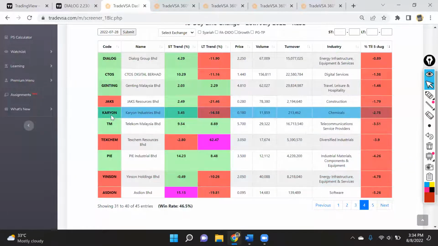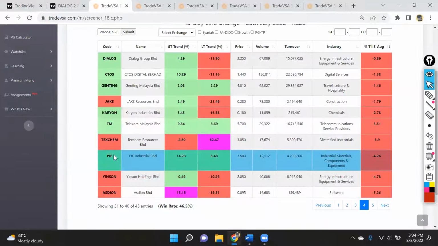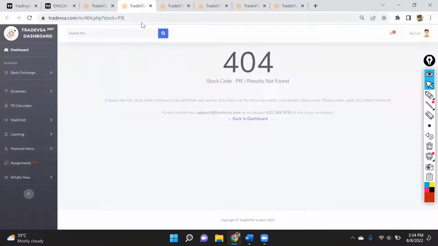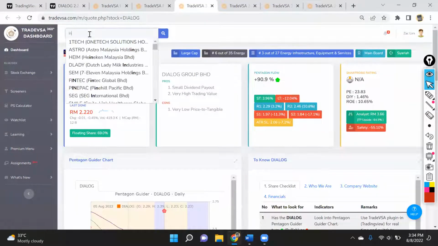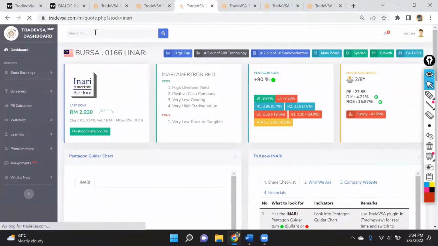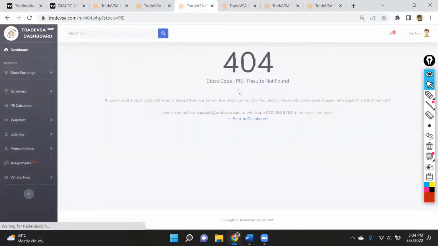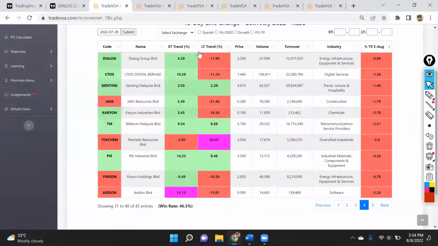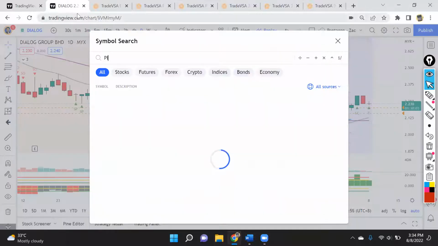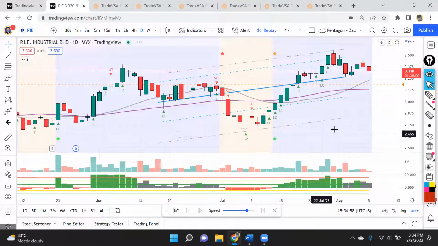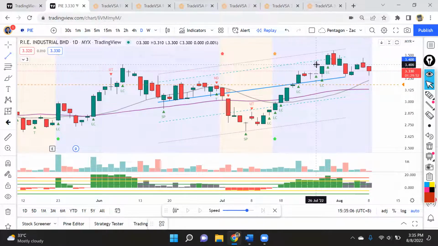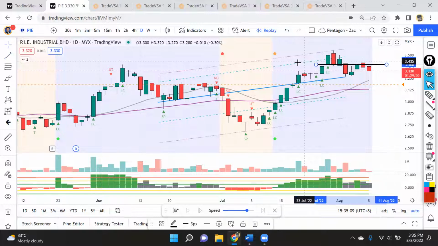Let's try PIE. Got some issue on PIE. Let's try again. It's okay, we look for the chart first. PIE, this is on 28th of July. We have this line change over here, but it looks like this line change failed.